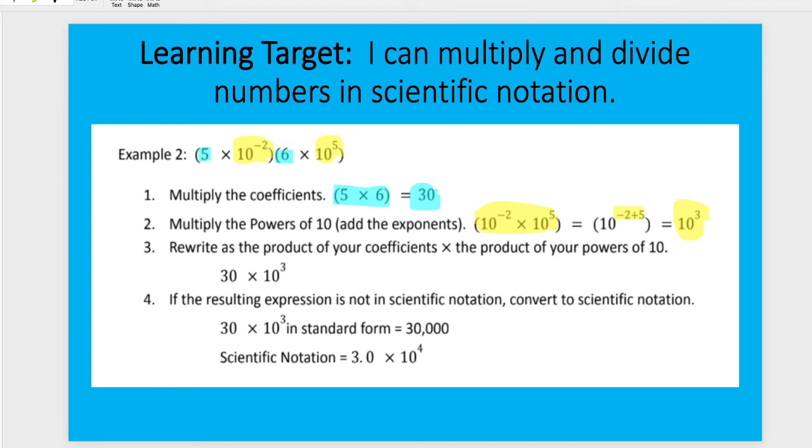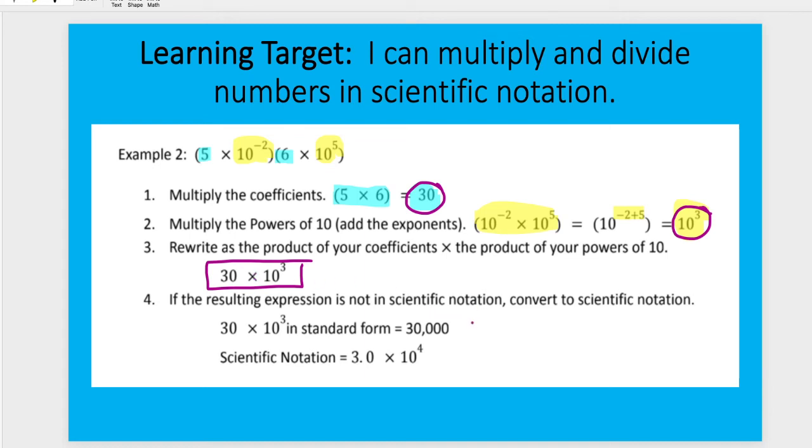Okay. So now I'm going to go ahead and take the product of the coefficients that I just got, and I'm going to take the product of the powers of 10 that I got, and I'm going to put them together as an expression. 30 times 10 to the 3rd power. Now this one's a little bit tricky because this one is not in scientific notation. So what I have to do is rewrite it in scientific notation.